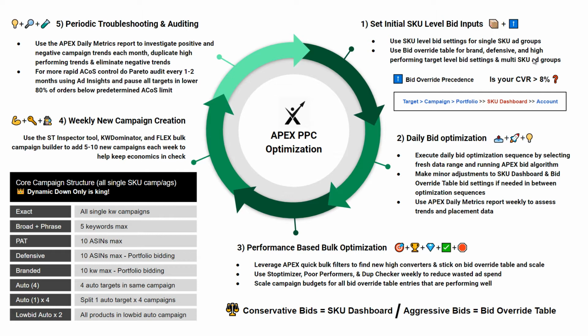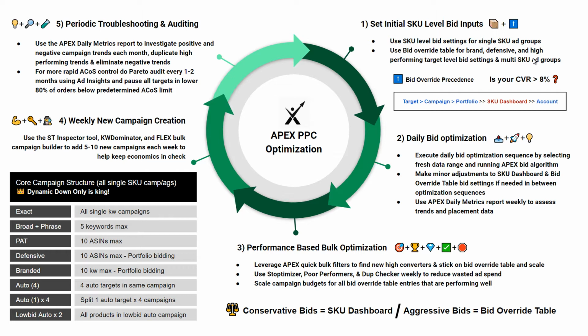It's utilizing some of our keyword tools, the search term inspector tool, which actually comes integrated into Apex, and then the Flex bulk campaign builder. Those two go hand in hand for very quickly generating new campaigns in bulk. We do recommend adding 5 to 10. We've seen that's the perfect balance between scaling up and keeping your economics in check. So 5 to 10 new campaigns each week.